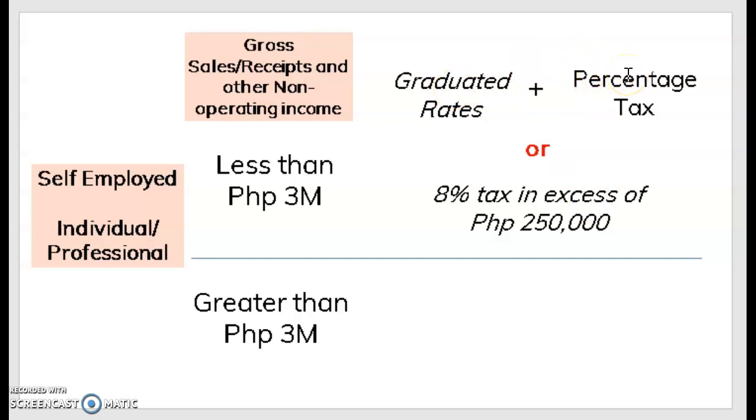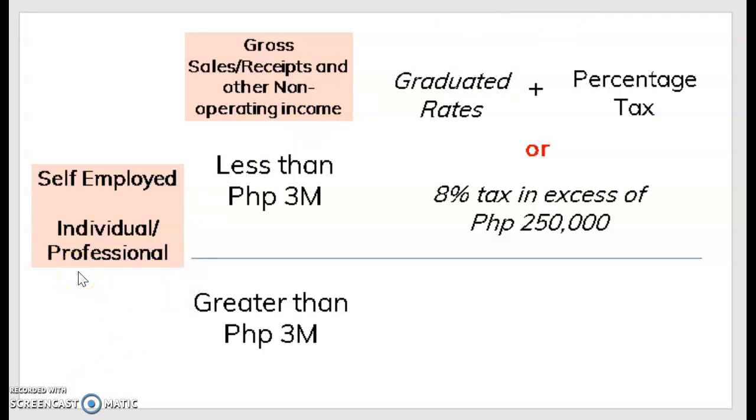The 8% tax rate is imposed on the amount in excess of 250,000. So RR 8-2018 provides that the intention to opt for the 8% income tax rate must be expressed by the taxpayer in the first quarter income tax return or the initial quarter return of the taxable year when the taxpayer commenced business. Such election shall be irrevocable, and thus the option chosen can no longer be changed. Now, if the choice is not properly made, the individual loses the option to use the 8% tax rate, okay? And thus, they will be subjected to graduated income tax rate.